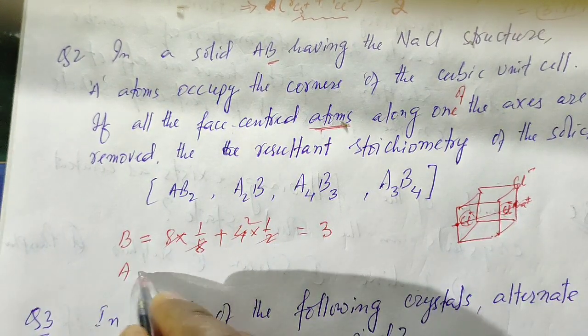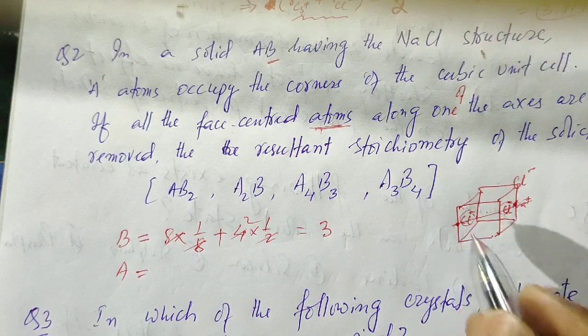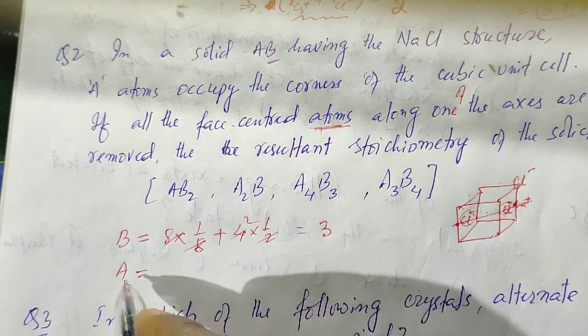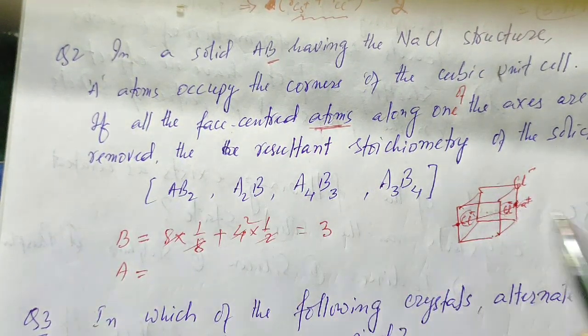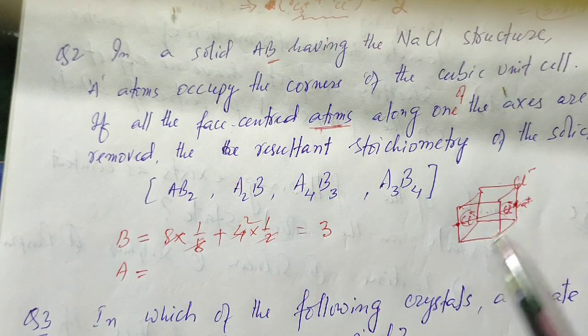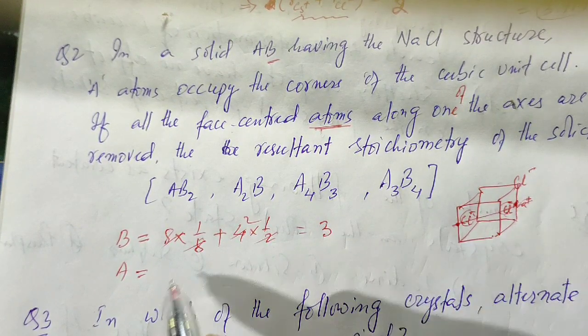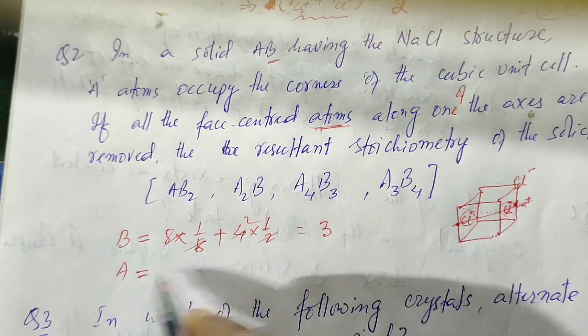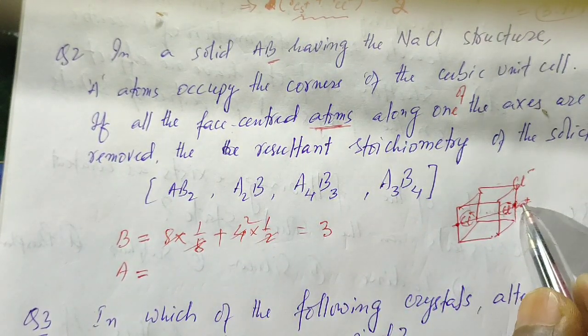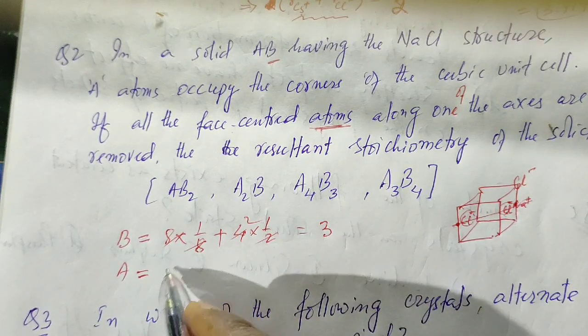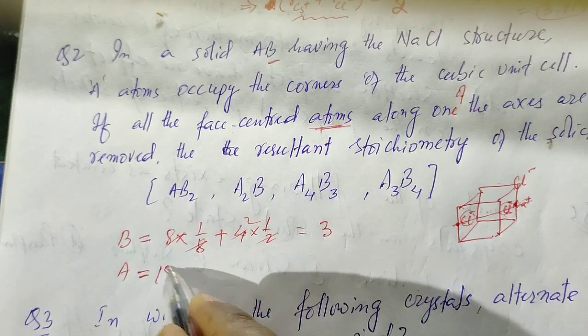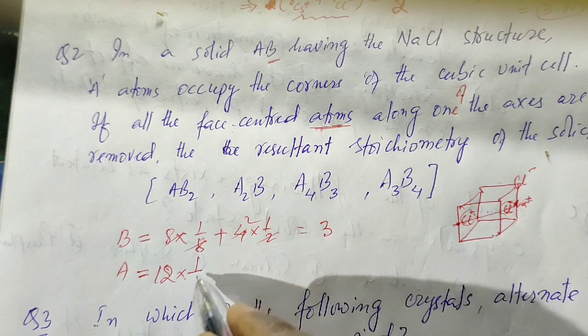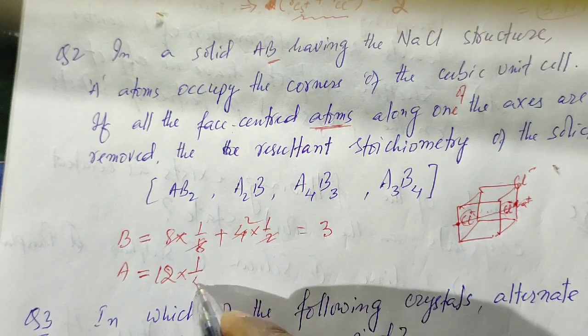Now A is not changed here, A will be 4 actually. A is the cation here. If the structure is NaCl, then the number of sodium plus ions will be A. That is, sodium ions are present at the edge centers. Edge center is 12 and the contribution of an edge center per unit cell is 1 by 4.